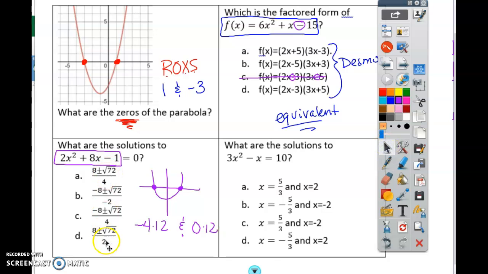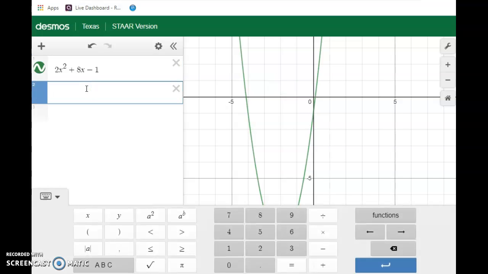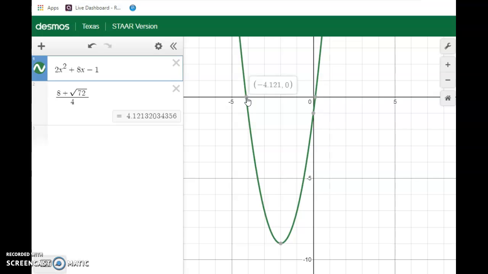So type these in Desmos, and you can start off by division. So if you hit the division button first, it gives you a top and a bottom. So on top, I'm going to put 8 plus the square root of 72. On bottom, I'm going to put 4. That gives me a positive number. I needed a -1. So that's not it. Okay, that's not my answer.